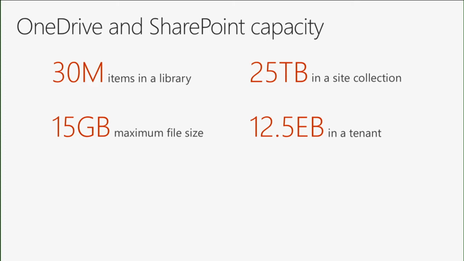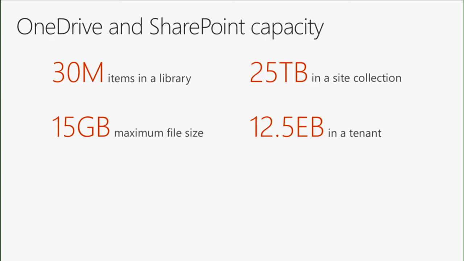So let's talk a little bit about capacity. One of the things that we've always talked about is that large organizations tend to have a lot of content, and SharePoint has grown over the years to allow you to store more and more of that content. Our current guidelines are 30 million objects in a library, 25 terabytes in a site collection, and 15 gigs for the maximum file size. That's across both SharePoint and OneDrive. And maybe the biggest number here, 12.5 exabytes in a single tenant.